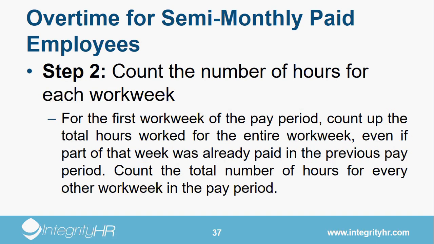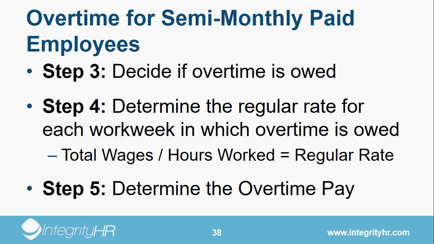And then the second step is to really understand the number of hours in those 2 work weeks, even if part of the week was already paid the previous pay period. So just know if you're a semi-monthly payer of employees, you can get a little tricky with respect to overtime, but there's some good guidelines out there. The next thing is to take a look if you've got overtime owed based upon your work weeks, and then figuring out when the regular rate of pay applies for each work week. And you do that by taking the total wages divided by the hours worked to give you the regular rate, and then you determine the overtime from that.